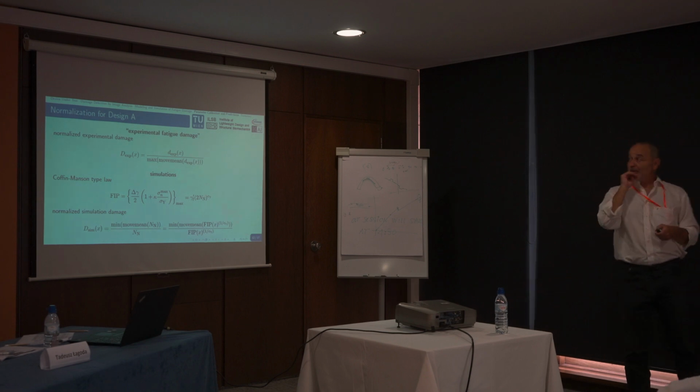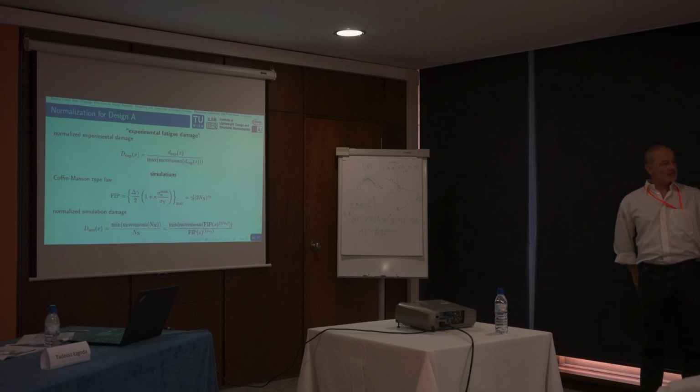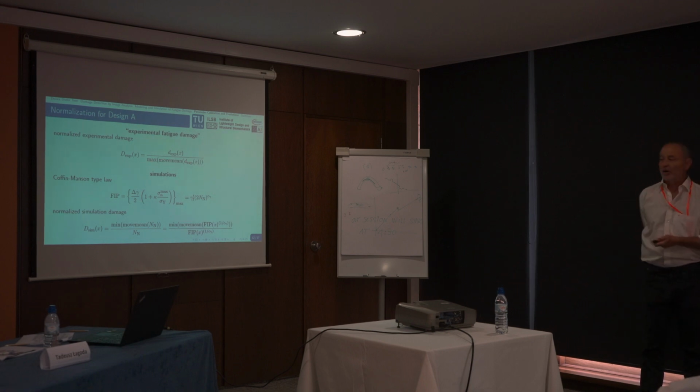So we want to make this comparable, so we need to do some normalization. As I said, we do this for design A, and for the experimental fatigue, we just normalize this to the maximum of the moving mean to set it somewhere. So that's the experimental damage, which is normalized to the maximum of the moving mean. In the simulations, we have this Coffin-Manson type law. That's the fatigue indicator parameter, and we interpret this as a low cycle fatigue curve. And now, here we have damage, and here we have number of cycles.